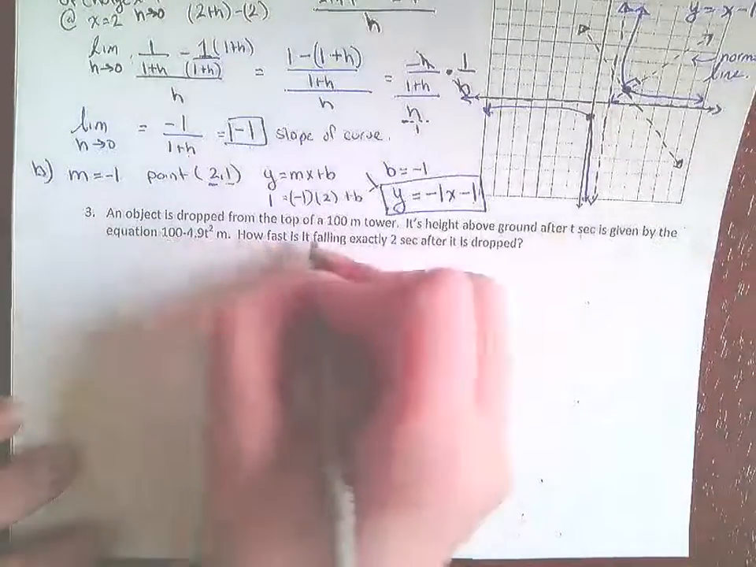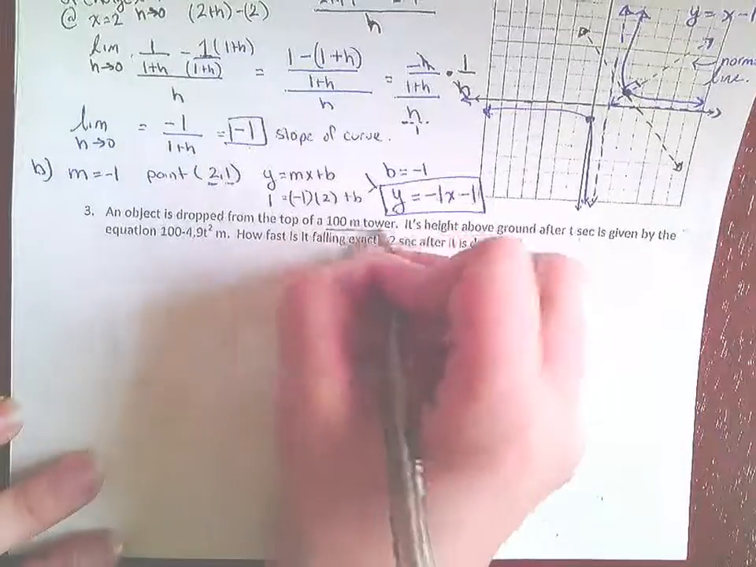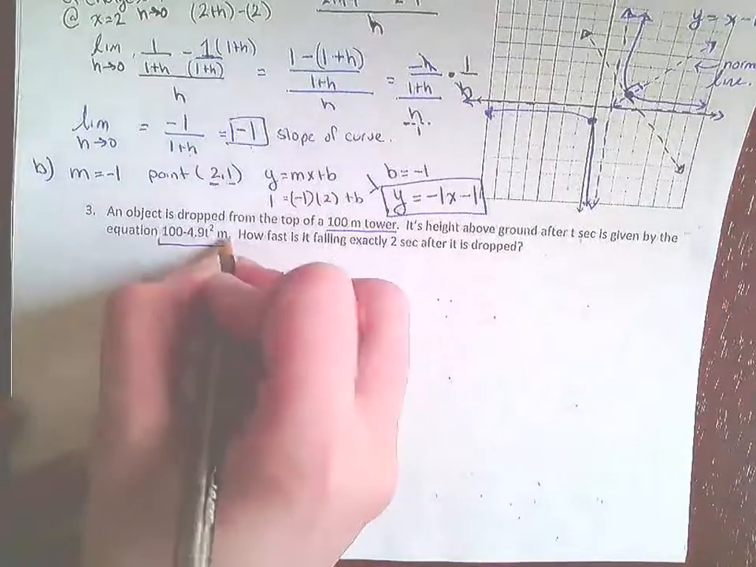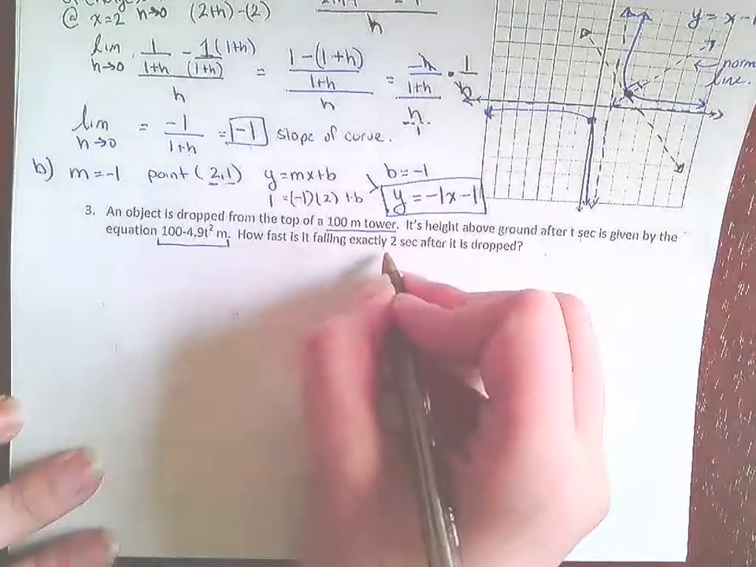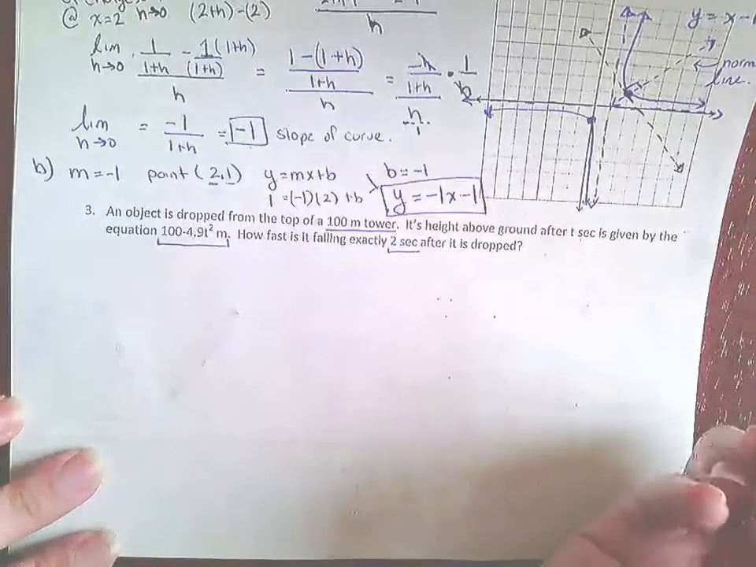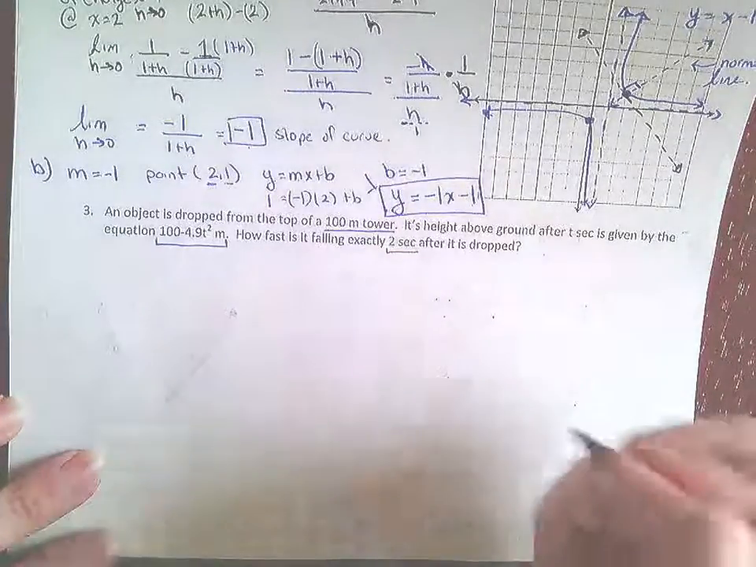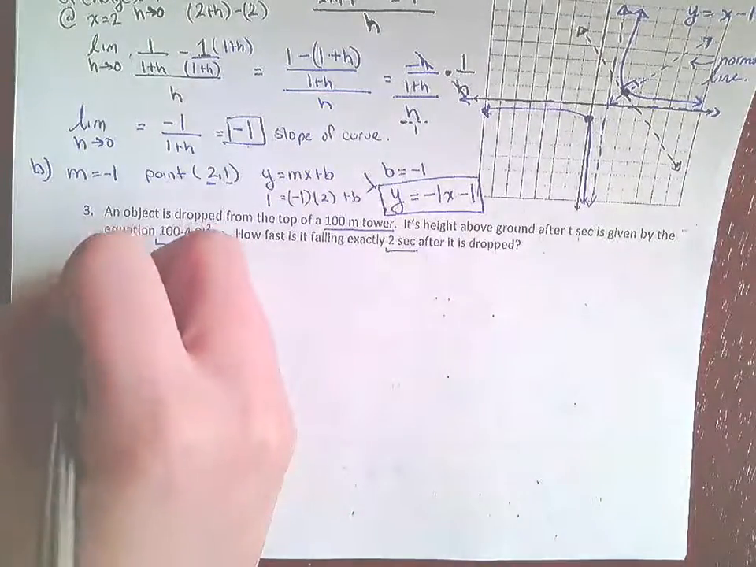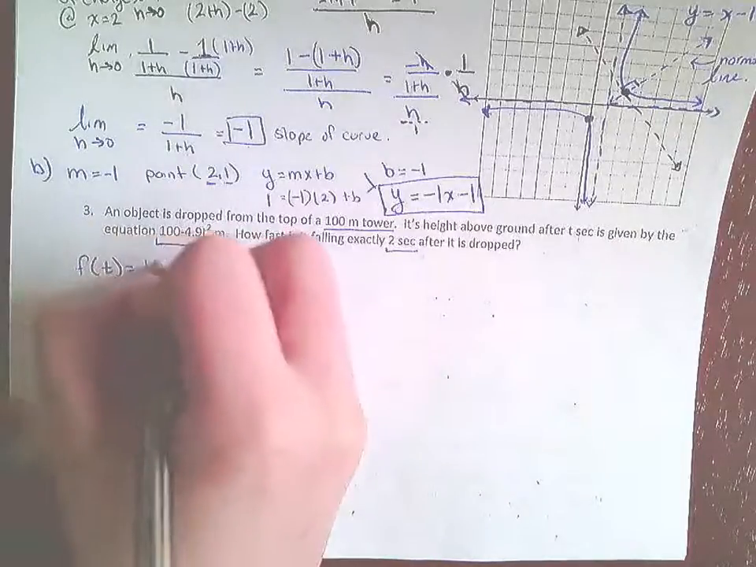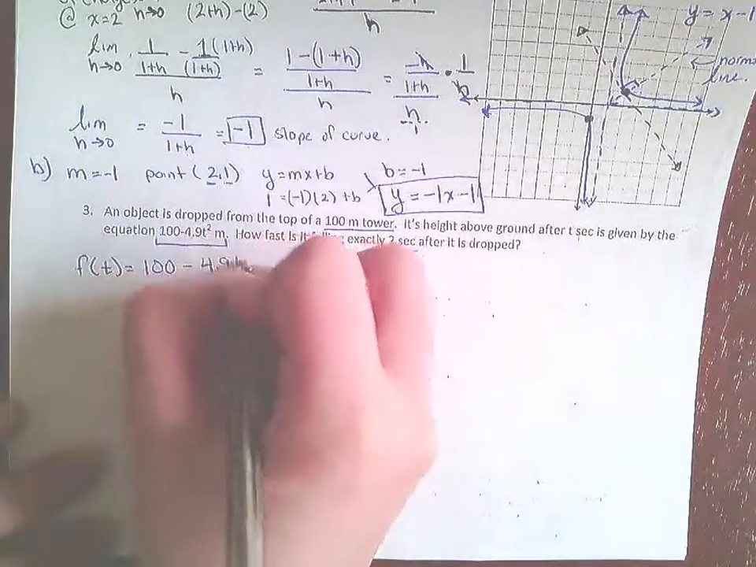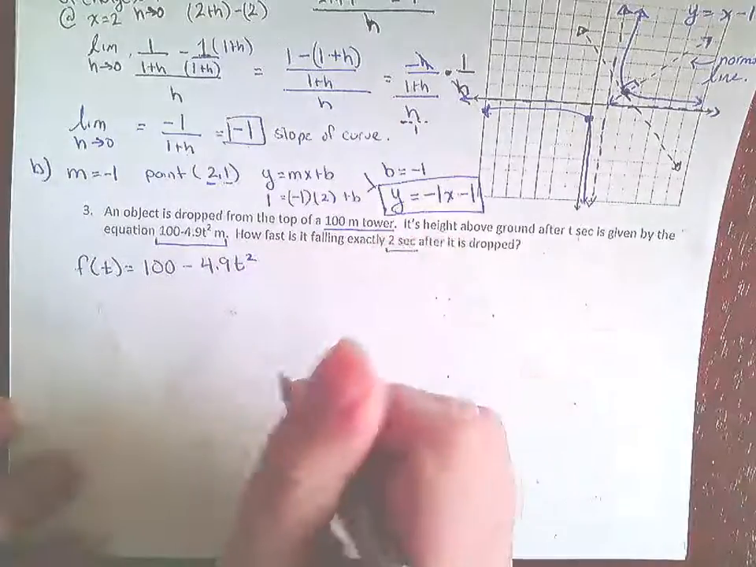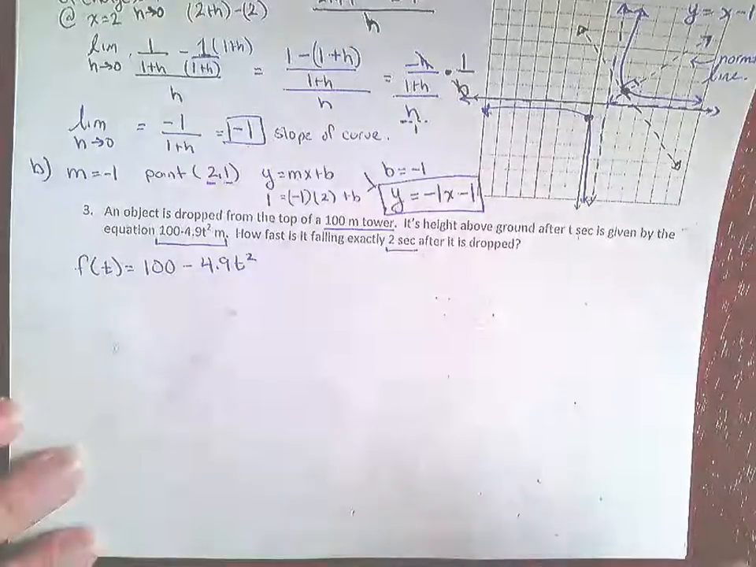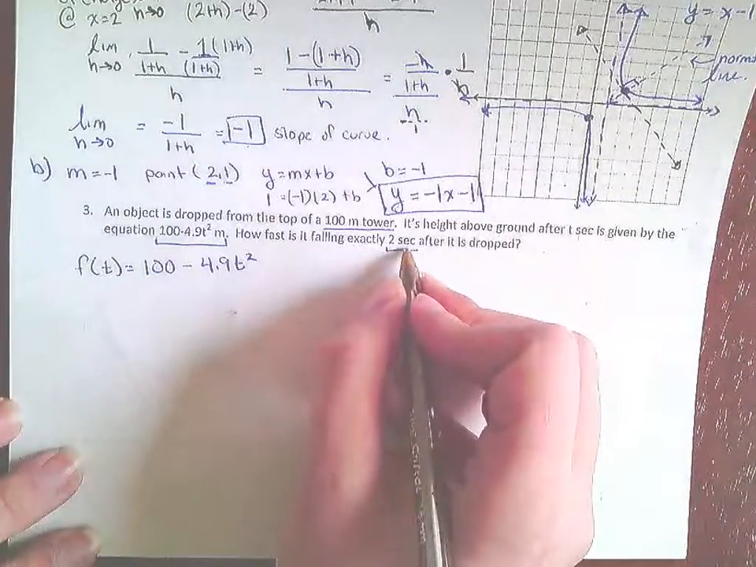Last example, an object is dropped from the top of a 100-meter tower. Its height above ground after t seconds is given by this equation. How fast is it falling exactly 2 seconds after it's dropped? By them saying exactly 2 seconds, that means they want that instant. So the f of t equation that they give us is 100 minus 4.9 t squared. And that's going to be in meters, so remember that for the final answer. And we want to find the instantaneous rate of change at 2 seconds.